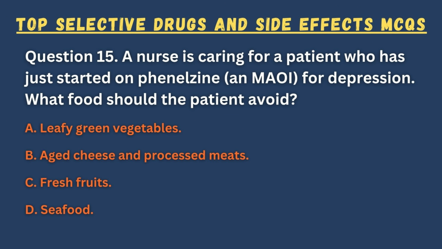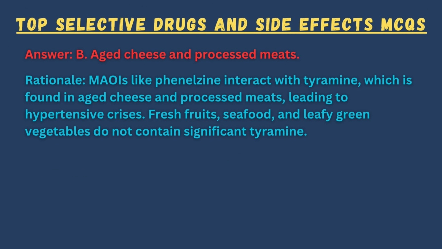Question 15. A nurse is caring for a patient who has just started on phenelzine, an MAOI, for depression. What food should the patient avoid? A. Leafy green vegetables. B. Aged cheese and processed meats. C. Fresh fruits. D. Seafood. Answer: B. Aged cheese and processed meats. Rationale: MAOIs like phenelzine interact with tyramine, which is found in aged cheese and processed meats, leading to hypertensive crises. Fresh fruits, seafood, and leafy green vegetables do not contain significant tyramine.